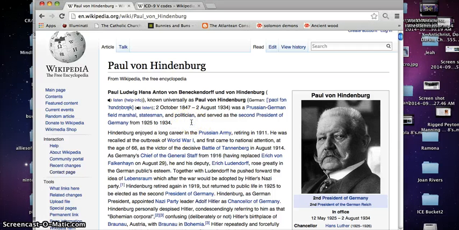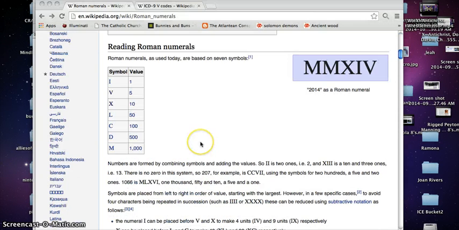This guy right here was the second president of Germany, the one before Hitler, and he was born on October 2nd. So you have your 2/8, your 88, and then he died on August 2nd, of 88. It's just crazy. And V is also the number 5 in Roman numerals. So once again, the 2s, the 5s, and the 8s all connect.